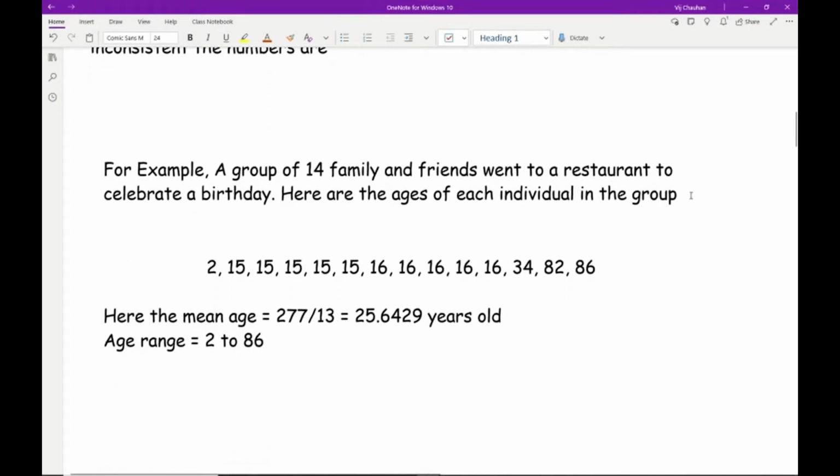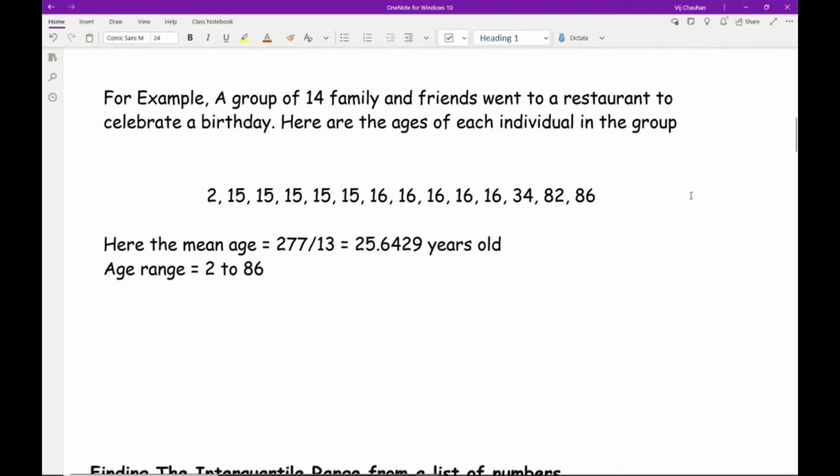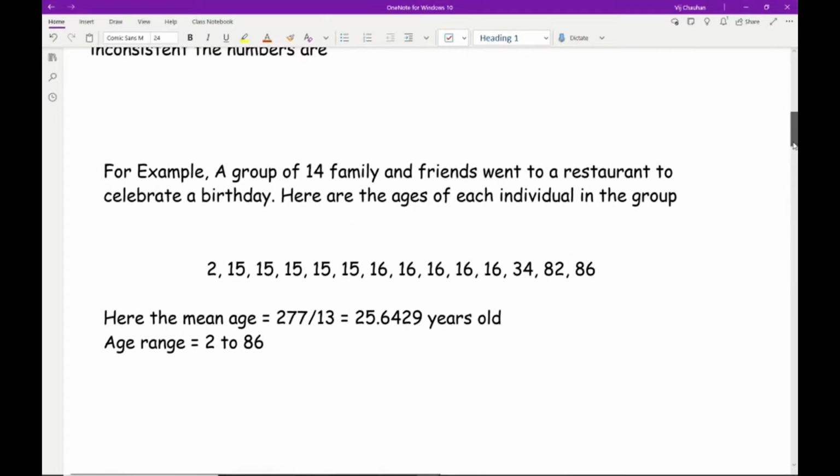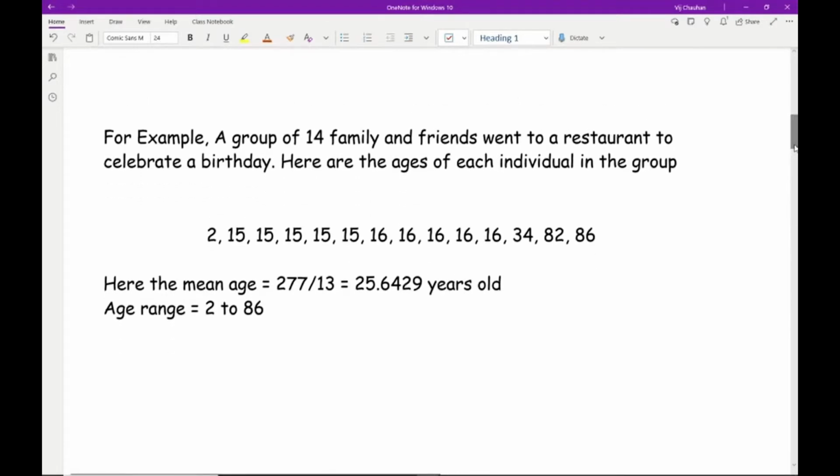So for example, if we imagine that a group of 14 family friends went to a restaurant to celebrate a birthday, and you can see there that we've got a list of ages of those 14 people. Now, if we work out the average age of those 14 people, it works out to be roughly around about 25.6 years old. And if we were to look at the age range of that party, it's going to be somewhere between 2 and 86. Obviously, if we're looking at the actual range, then the range would be 84 years.